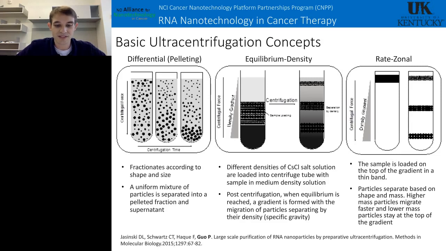Then there's equilibrium density gradients. This is used to separate particles by their density, which works very well for RNA because it's much more dense than proteins and even more than DNA. So after you do your in vitro transcription, all you do is load your sample in, and because of RNA's high density, it will separate to the bottom and you can get a pure product. This works by you put your sample in, and then as you centrifuge your sample, the gradient forms and your particles migrate based on their density.